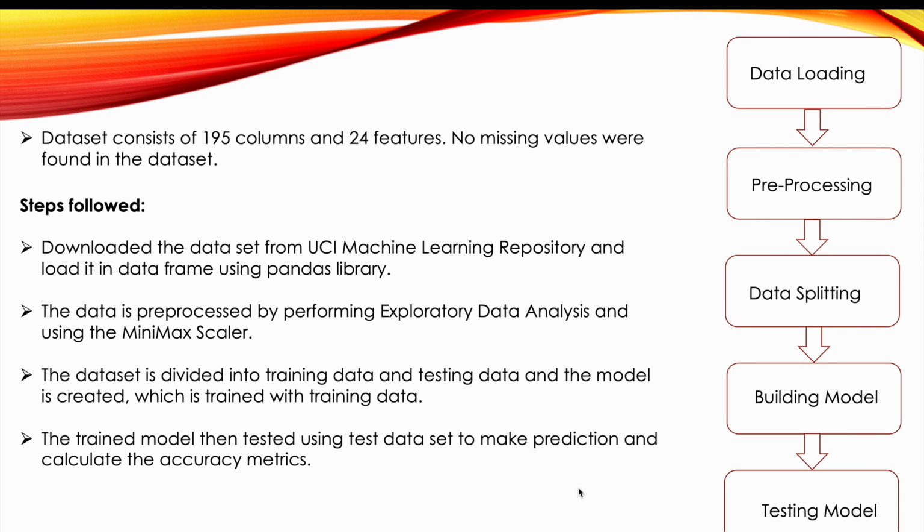Implementation part. We need a dataset to perform a project. So we've taken a dataset for this project from the UCI machine learning repository. The dataset consists of audible features extracted from speech recordings of different people and patients. This dataset has 195 samples and 24 features. After performing EDA, we found no missing values in this dataset.